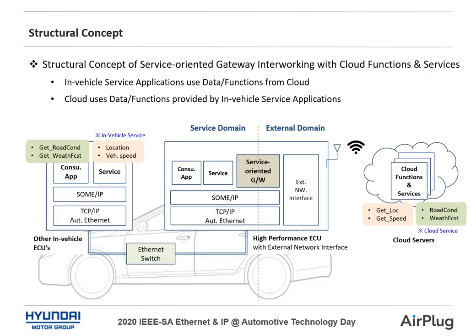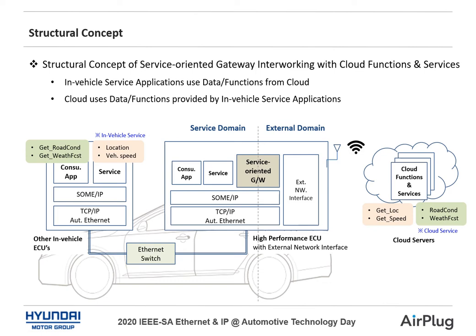Here is the structural concept of the service-oriented gateway interworking with cloud function and service in this slide. On the left side, you can see the in-vehicle services in the red box, which are location and vehicle speed. Let's assume that cloud has some functionality which uses the location and speed of the vehicle. On the right side, you can see the get location and get speed functions. However, those services are actually based on SOME/IP because they were used on the internal network. But cloud can access those services via the service-oriented gateway.